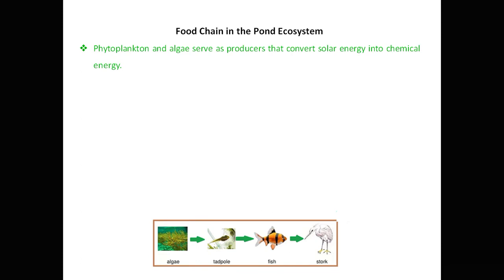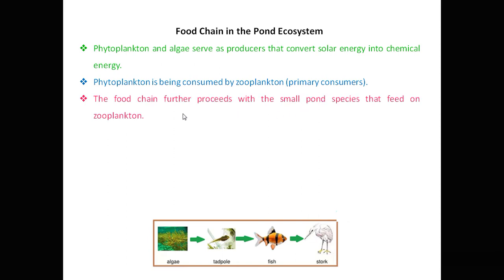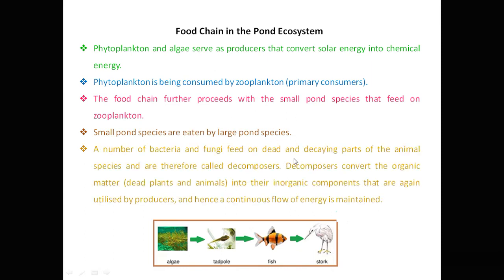Phytoplankton and algae serve as the producers that convert solar energy into chemical energy. So the pond ecosystem food chain will always start with phytoplankton and algae as they are the main producers. Phytoplankton is consumed by zooplankton. They are the primary consumers. The food chain further proceeds with the small pond species that feed on zooplankton. Small pond species are eaten by large pond species, and a number of bacteria and fungi feed upon dead and decaying parts of the animal species and are therefore called decomposers.